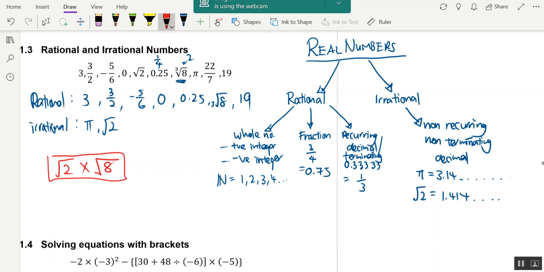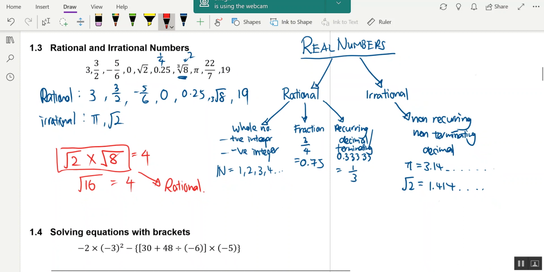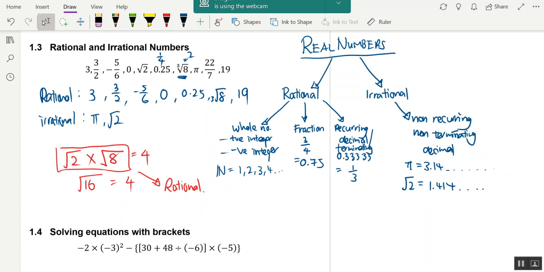Now at first it seems like it is an irrational number because both of the numbers are irrational. Square root 2, if you key into a calculator, is 1.414. Square root 8 is 2.82 something. So both are irrational. However, when you multiply them together in your calculator, this equals 4. Square root 2 times square root 8 is actually equal to square root 16, which is equal to 4. So this number is rational. So remember what your rational numbers are and what your irrational numbers are.